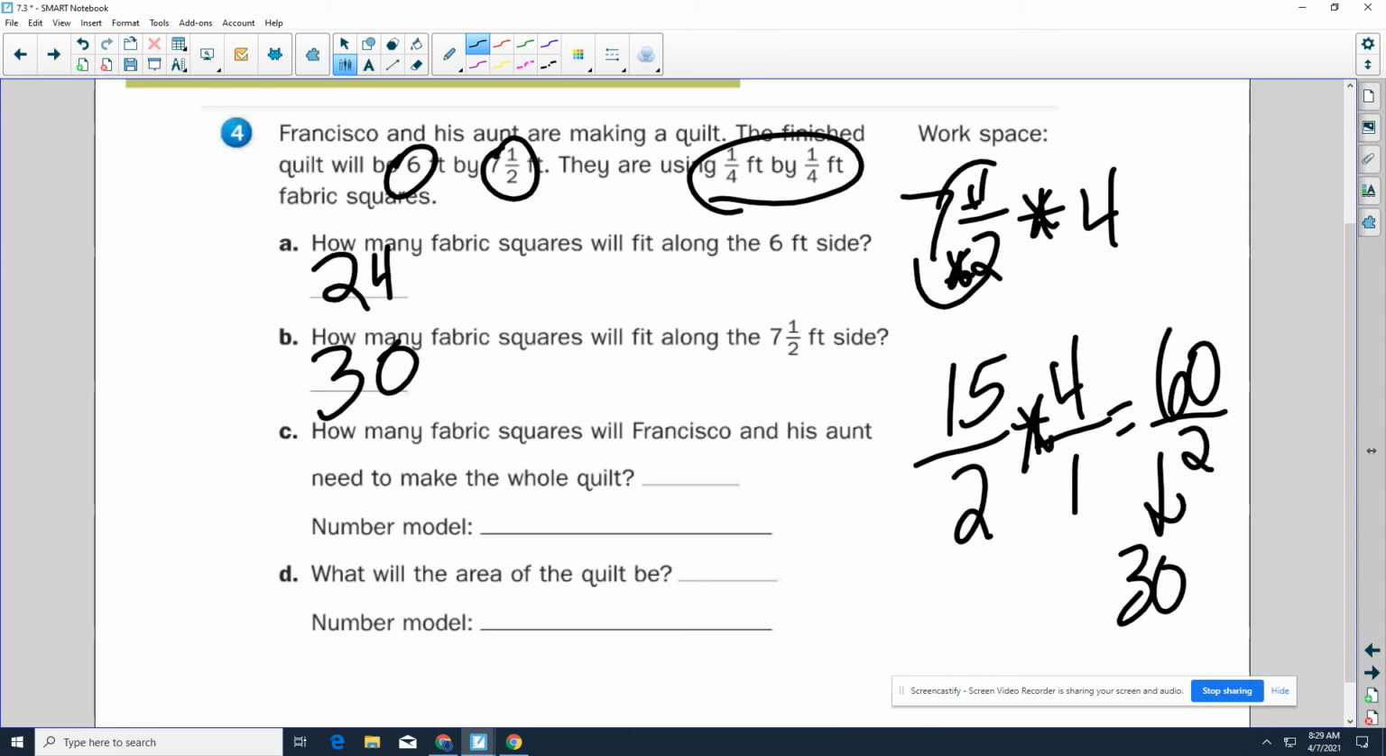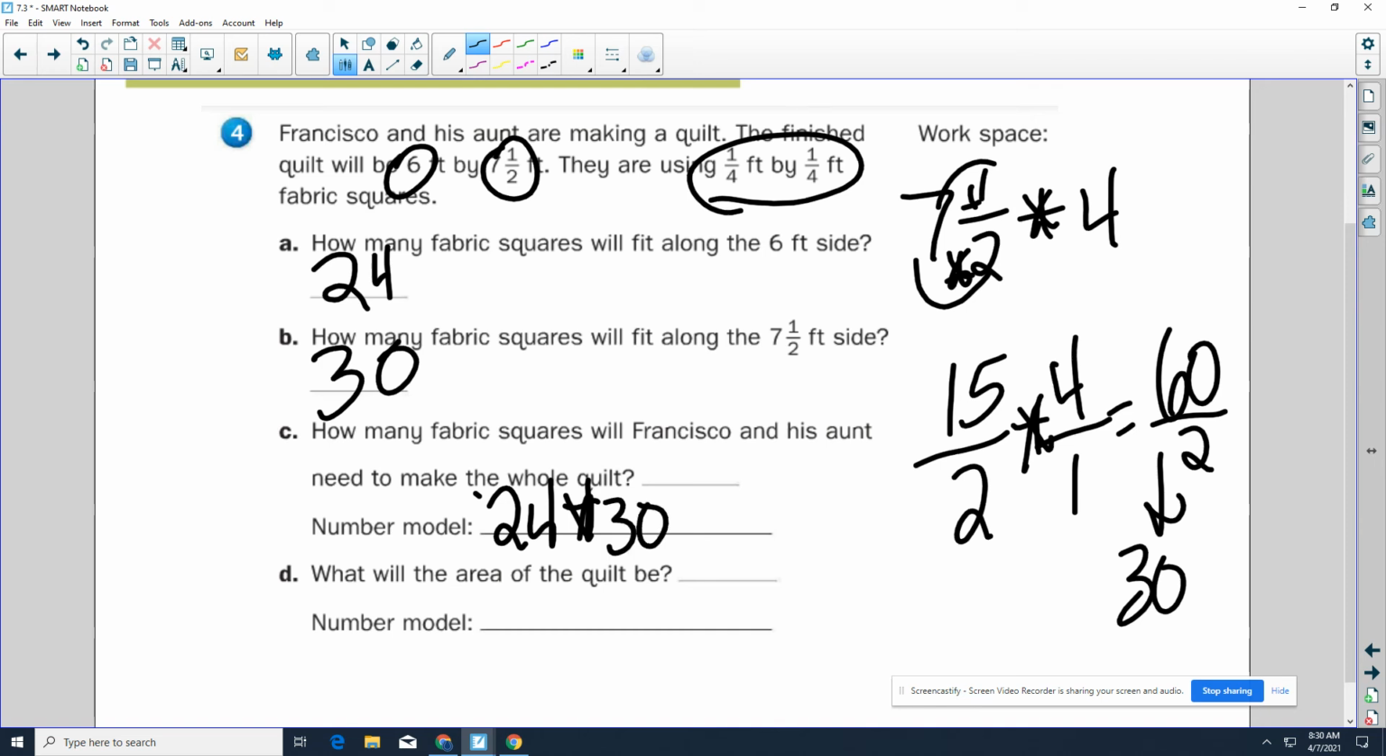Okay, after looking at this, hopefully you figured out the number model here for how many fabric squares. We know for one side they need 24, and for the other side they need 30. So would I add those together or would I multiply? That's something to think about. So I need 24 going up one side and 30 going the other. So I would actually have to multiply 24 by 30. And then you can work that out.